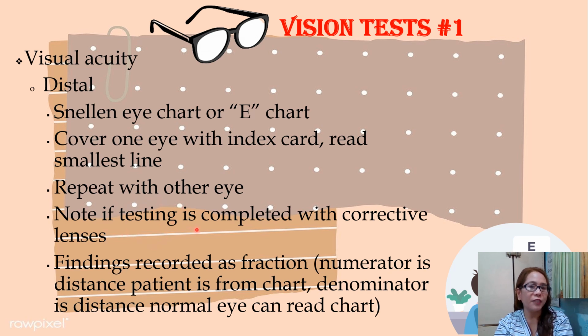Okay. Note if testing is completed with corrective lenses. So, pwedeng walang lenses muna para ma-compare mo, and then pwedeng may corrective lenses na siya kung ano yung currently used ni patient. Findings are recorded as a fraction. Okay. Numerator is the distance the patient is from the chart, and the denominator is the distance that the normal eye can read the chart. Okay.